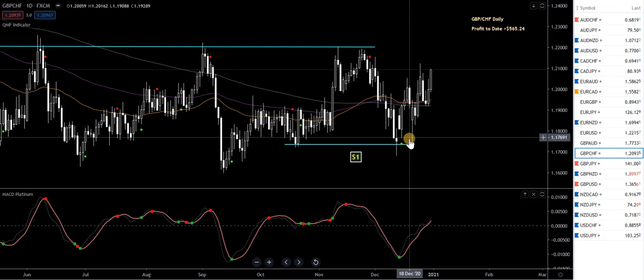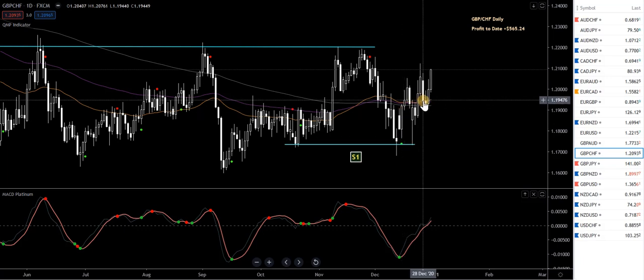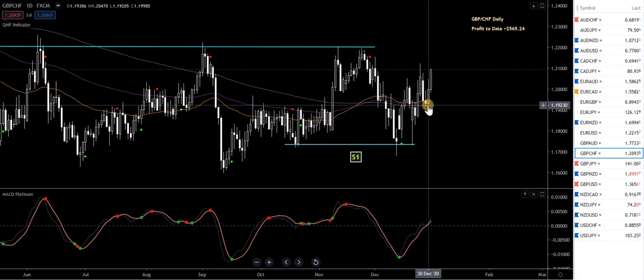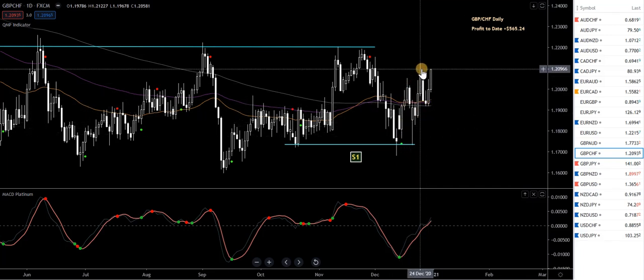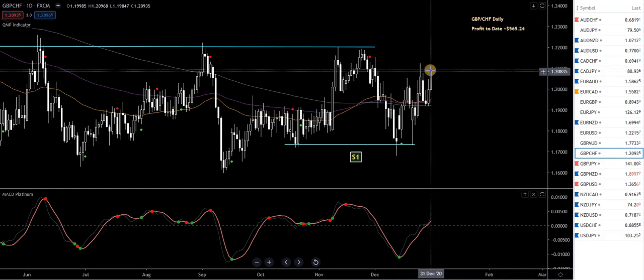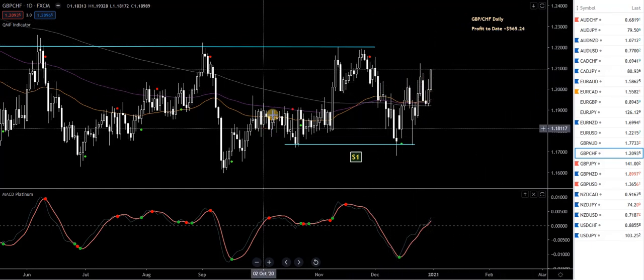Pound Swiss, I was in a buy here, and after this big bearish candle, I just closed it. Now look at it, gone the other way. Again, the uncertainty around Brexit and Christmas, just better to have been out of it. I don't mind trading this pair, so it's a few ugly candles now. This thing normally moves pretty nicely.